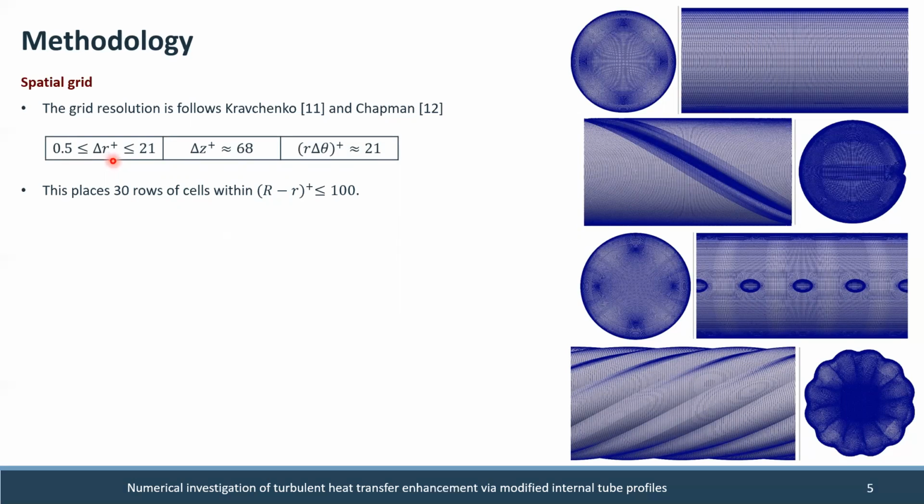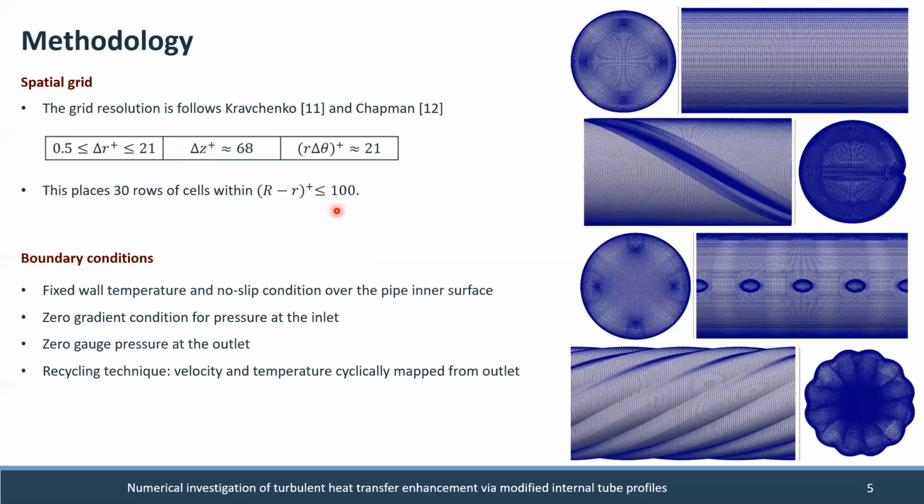And the biggest delta R plus, which is in the core region of the pipes, is lower than 21. Delta Z, Z is the streamwise direction. Delta Z plus is around 68, and R delta theta plus is around 21. And it's ensured that at least 30 rows of cells are within R minus r plus lower than 100.